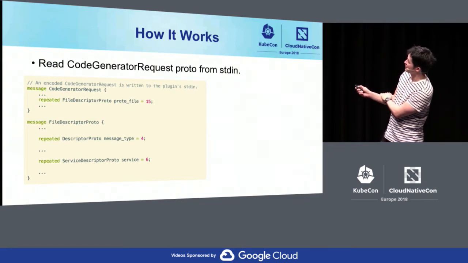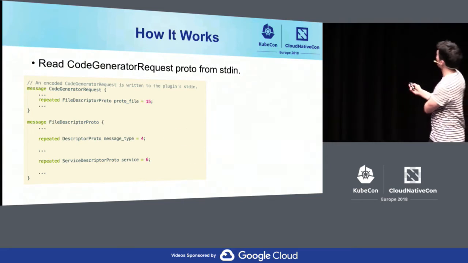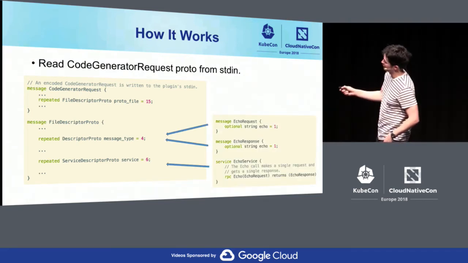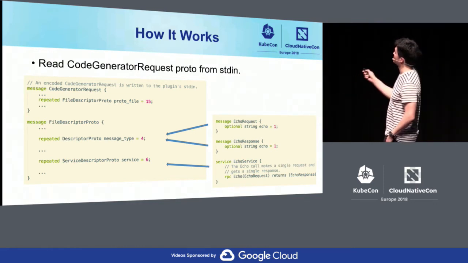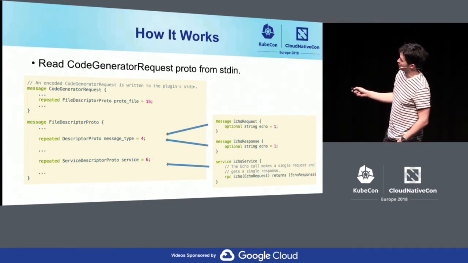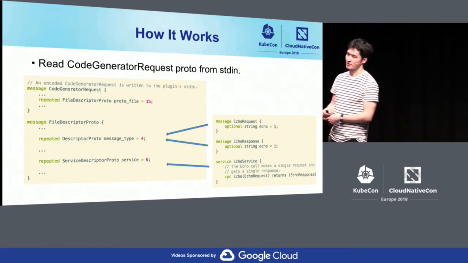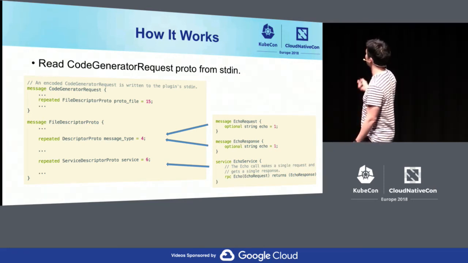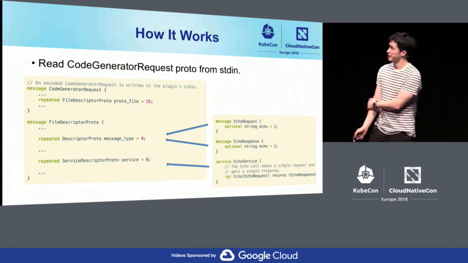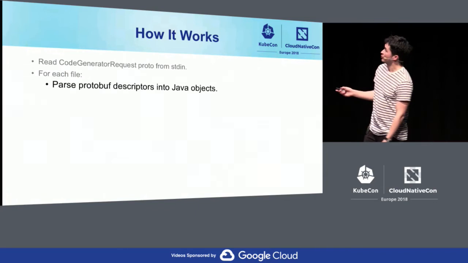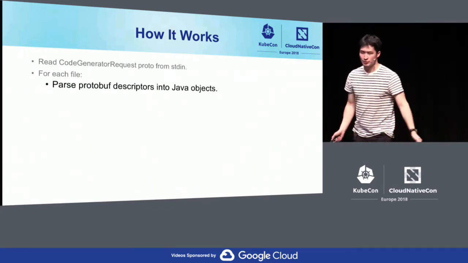There is a request. It has one file descriptor proto for each file. And the way that our echo service would map to them is something like this. The service would be in the service descriptor protos. The messages would be in the descriptor protos. Inside descriptor protos, there are representations for fields and for methods and all that stuff.